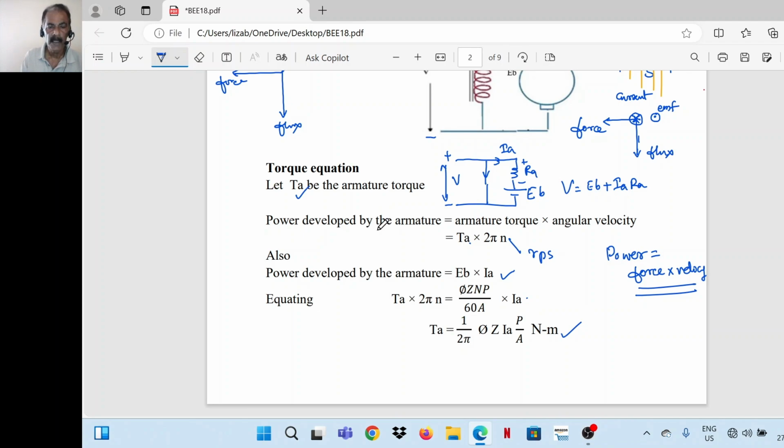So we are writing two equations for power developed by the armature. In terms of torque, it is 2 pi n TA watts, but n should be in revolutions per second. That is the power developed by the armature. Also, the power developed by the armature can be found by multiplying EB with IA. Back EMF into armature current is the power developed. Equating, we can get torque is equal to 1 by 2 pi, phi Z IA into P by A.